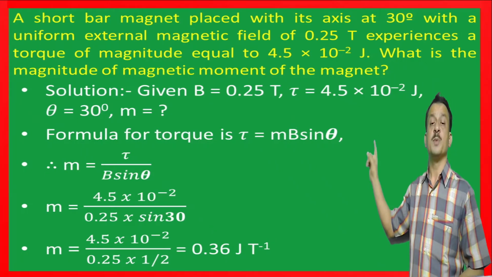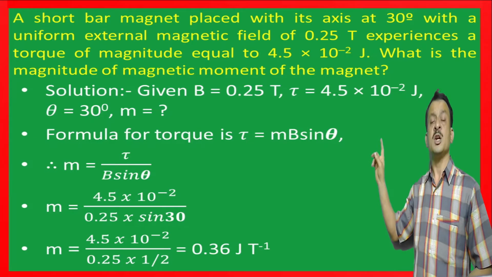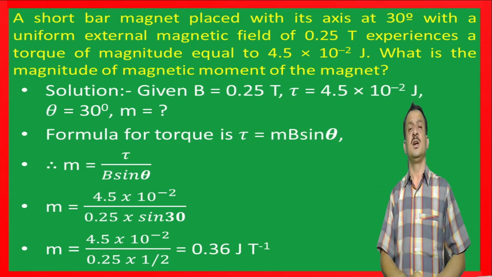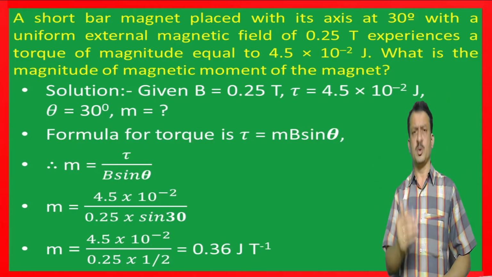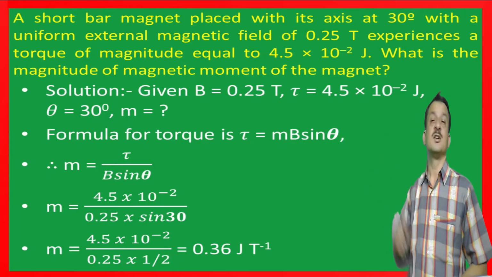0.36 joules per Tesla. Now we have got one more unit for magnetic moment, that is joules per Tesla, based on this torque relation. Next we move on to the next problem.